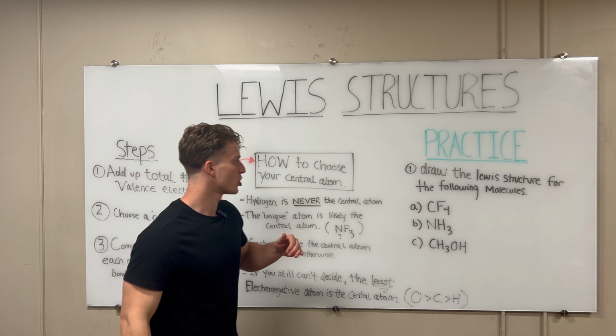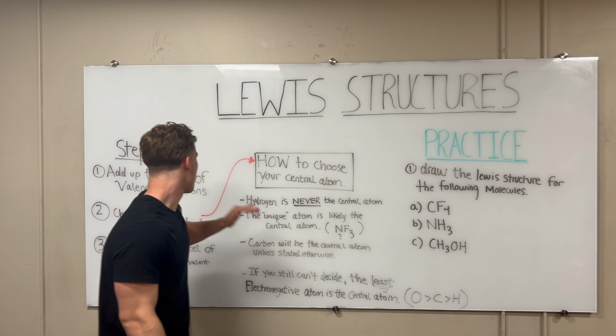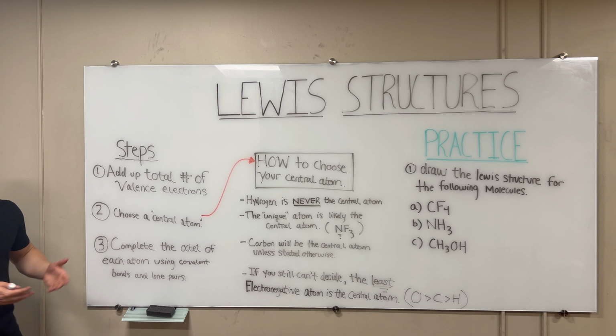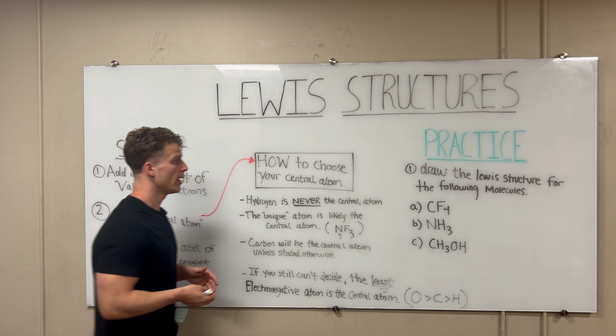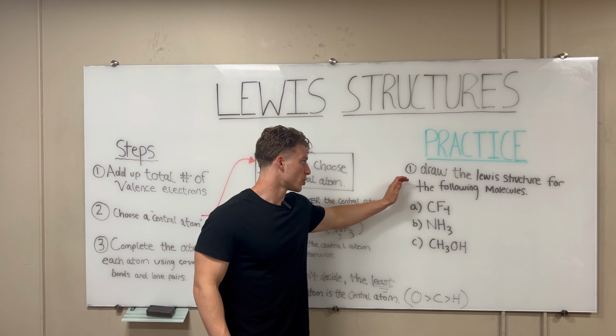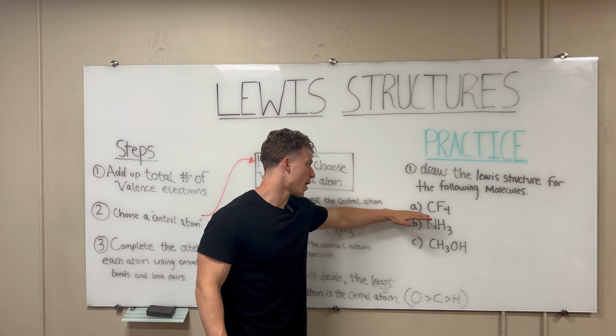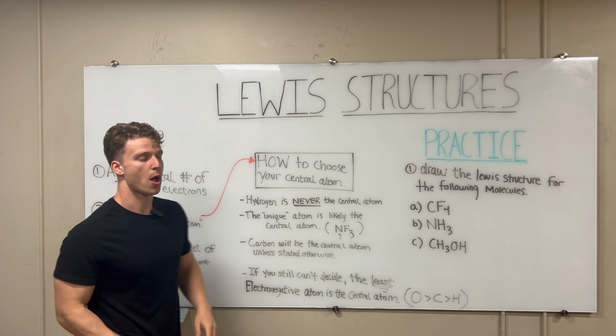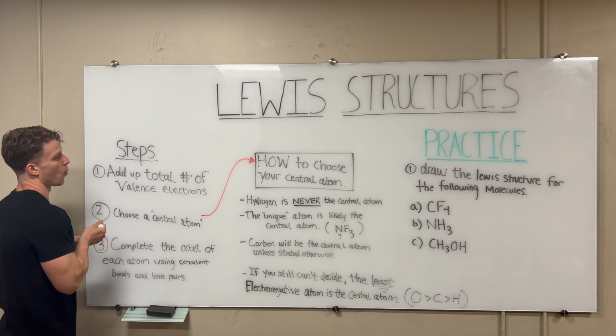So in this video, I'm going to start with the practice problems and work backwards following these steps to make sure we know how to do this process correctly. So to draw the Lewis structures for the following molecules, we're going to start with our CF4 molecule. So that's going to be a carbon with 4 fluorines.